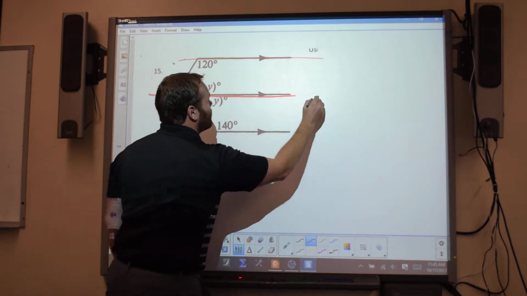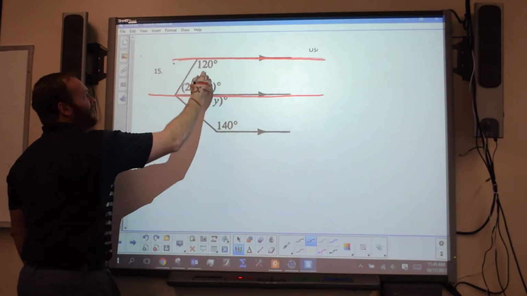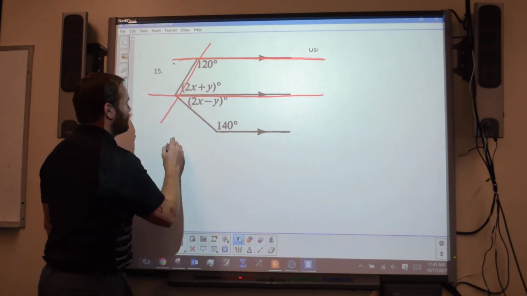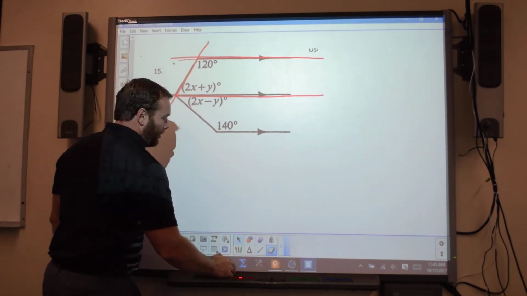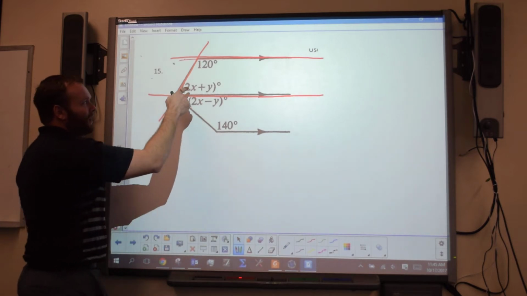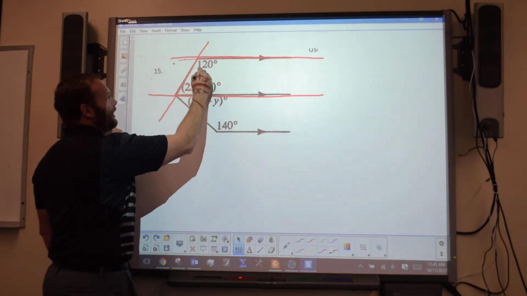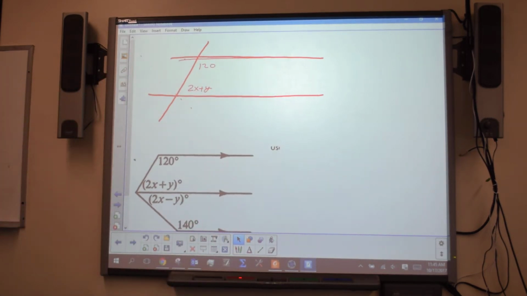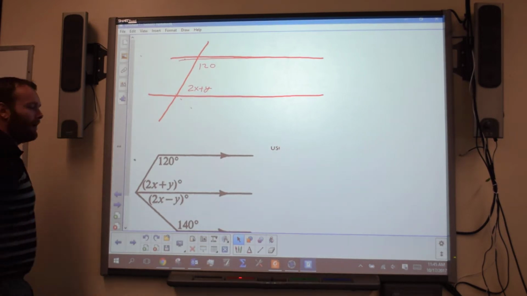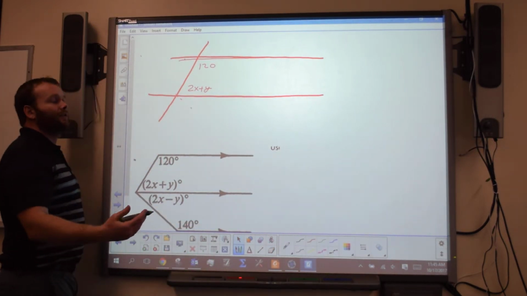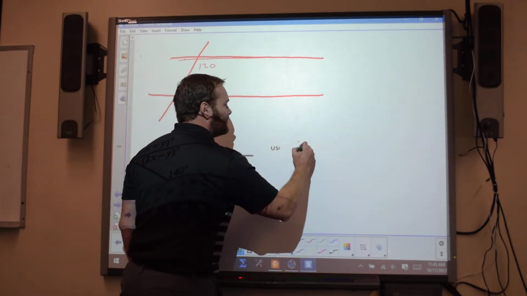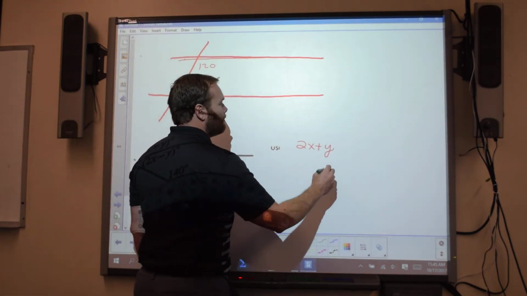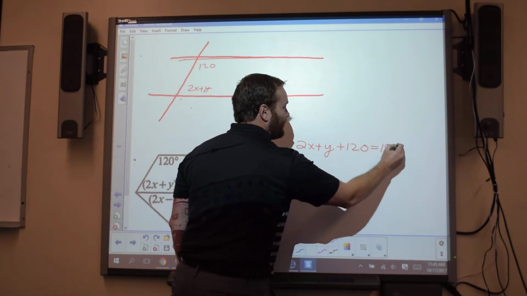But is there a common transversal for those two? Yeah, and that common transversal is right there, right? So if I think about these two things, 2x plus y and 120, and remove the picture out of this, it's like I'm redrawing it, just with the information that's important to me to solve for a particular quantity. What do I know about those two angles? They're same side interior, so they should equal 180. So we say 2x plus y plus 120 should equal 180, right?